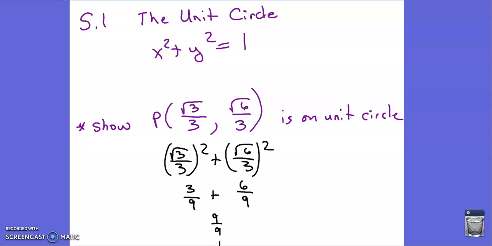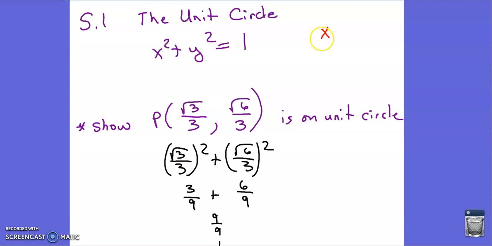This is 5.1, the unit circle. I did make a video about how to create the unit circle and how to literally label every part of the unit circle. You may want to watch that first to make sure that you're familiar with the unit circle. All right, so again, here's the formula for the circle.